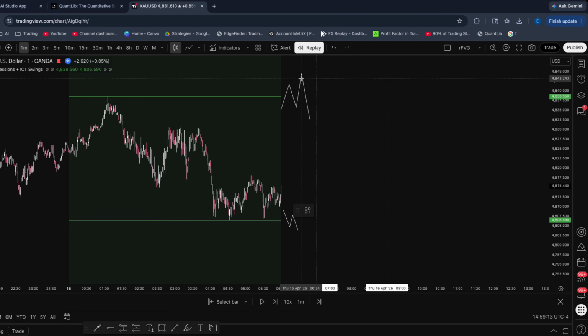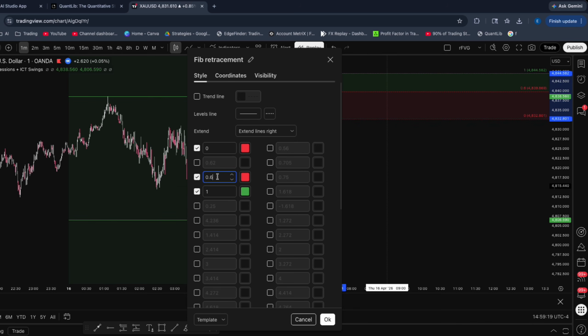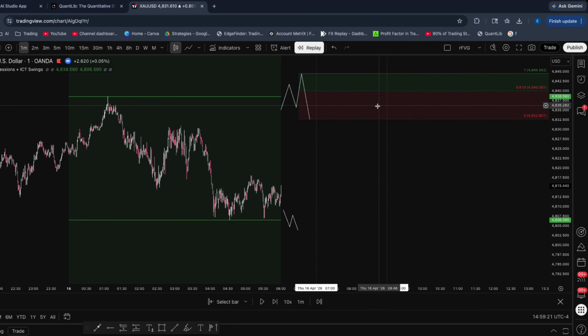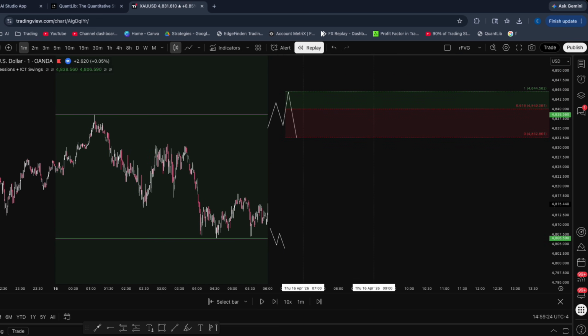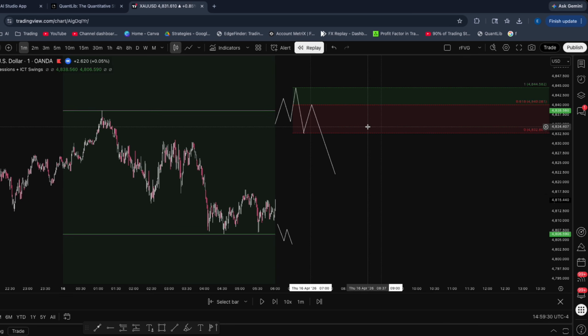And then what we will be doing is entering from the 61.8 retracement level. So you can go ahead and go on your Fibonacci and hit 0.618. And you can see that retracement level here. We'll go ahead and enter off of the retracement there and take it for 2.5R. And that is basically it.